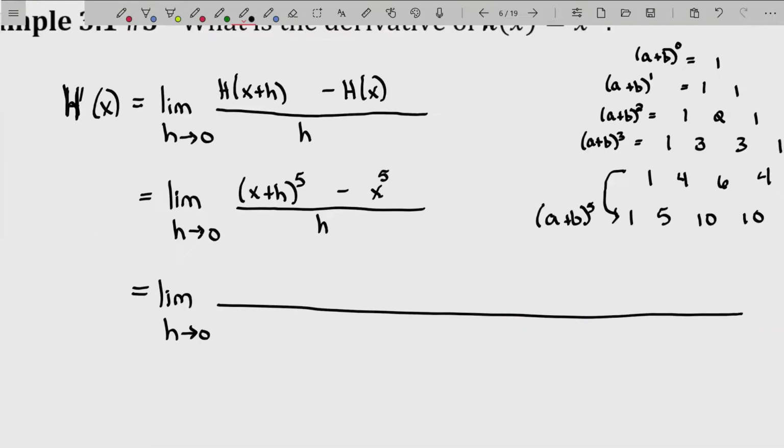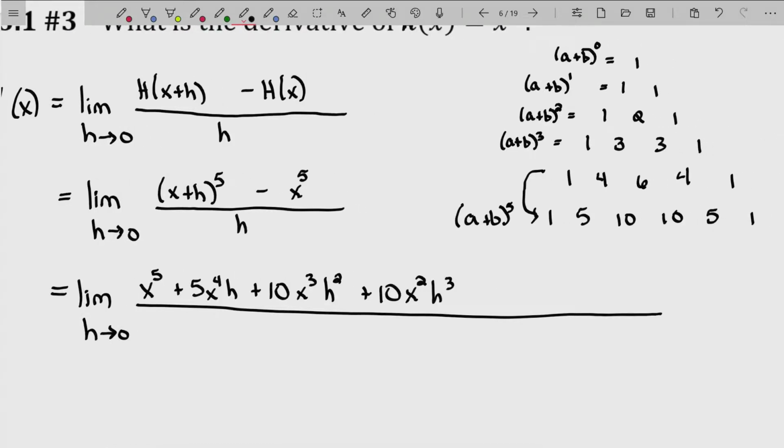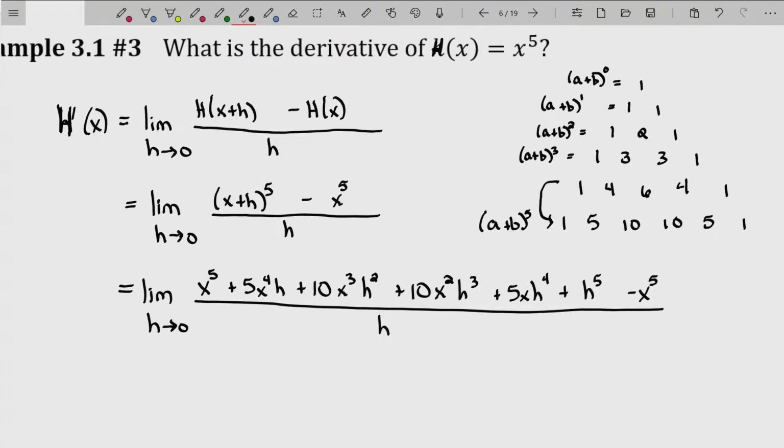Let me give myself some room. All right, here we go. I have 1x to the 5th plus 5x to the 4th h plus 10x to the third h squared plus 10x squared h to the third. Notice the powers on x's are declining while the powers on h's are increasing. All right, so plus 5x h to the fourth, and then finally plus 1 h to the fifth. And we still have a minus x to the fifth off the back end that we have to account for. This is all over h.